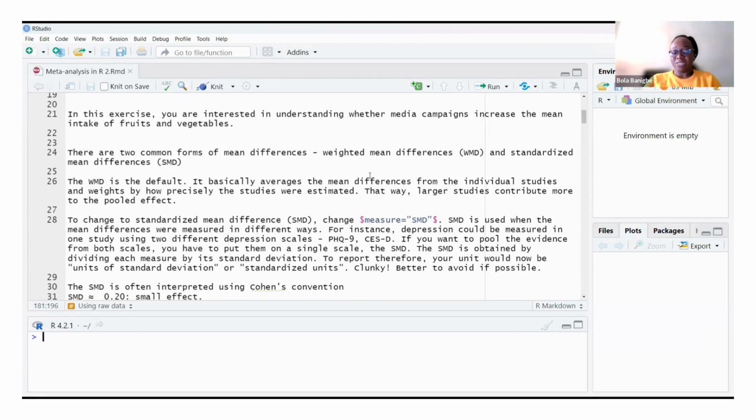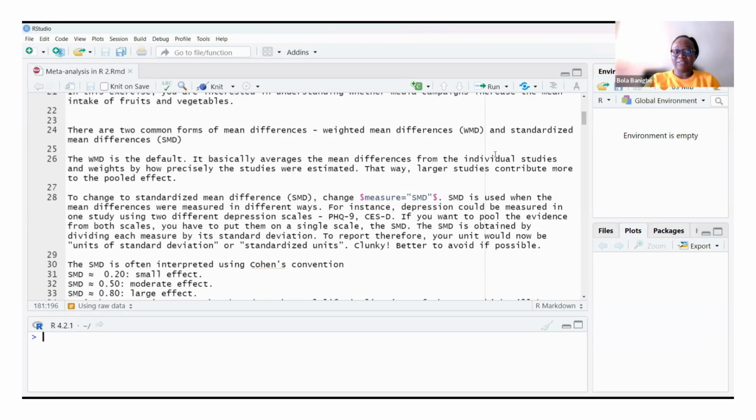So the two forms of mean differences are the weighted mean difference and the standardized mean difference. The weighted mean difference is just the default. Remember that the whole purpose of meta-analysis is to pool effect sizes. We do that by considering the precision of each primary study and assigning a weight to it based on its precision. So the weighted mean difference averages the mean differences from the individual studies and weights them by how precisely the studies were estimated, so that larger studies contribute more to the pooled effect.